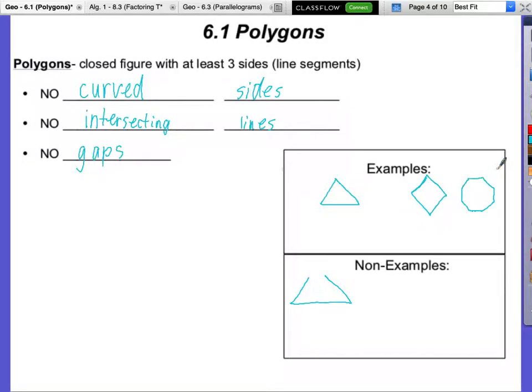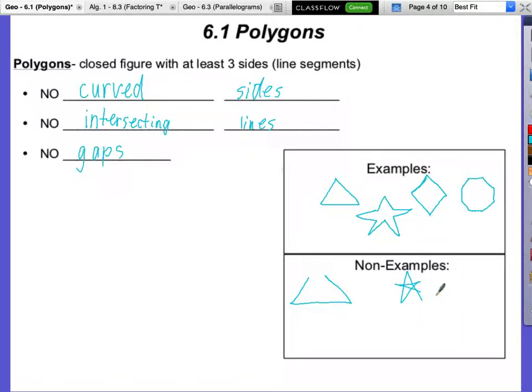What about if Mr. Costa draws a star like that? Would that be an example of a polygon? Yeah. Okay, correct. There's no curved sides. There's no intersecting lines. There's no gaps. What about this one? Would that be a polygon? That's just intersecting lines. No, because there's intersecting lines. Okay, so that wouldn't be. The overlapping ones.